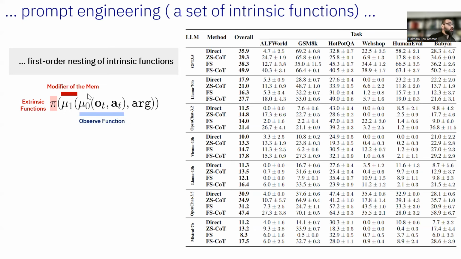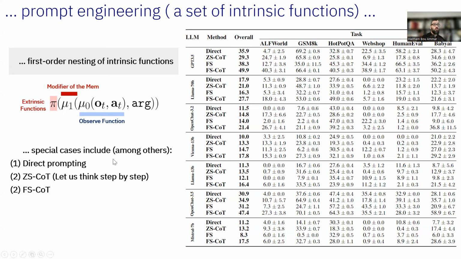So, for example, I show you the zeroth order nesting in this slide, which we call a first order nesting, where the mu0 is an intrinsic function of just observation, and the mu1 modifies the memory. This form of nesting is actually a special case of our structured reasoning nesting, but it corresponds to direct prompting techniques, zero-shot CoT, which is like let's think step by step, or few-shot CoT when you give a set of examples.